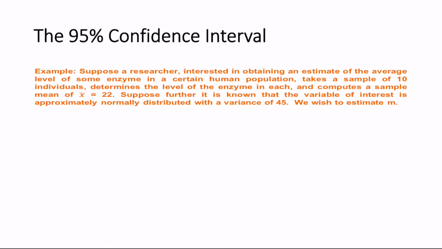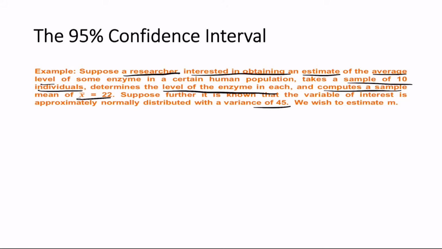So let's try this problem here. So what is given here? Suppose a researcher interested in obtaining an estimate of the average level of some enzymes in a certain population takes a sample of 10 individuals, determines the level of enzyme in each, and computes a sample mean of x bar equals 22, with a variance of 45. So n is given as 10, x bar is given as 22, and variance sigma square is given as 45. Now here it is mentioned that it is normally distributed, which means that we can use CLT.